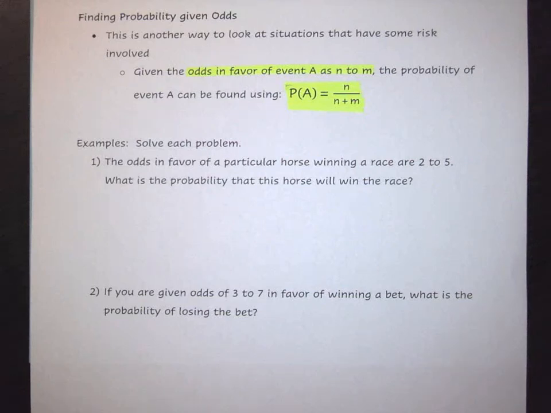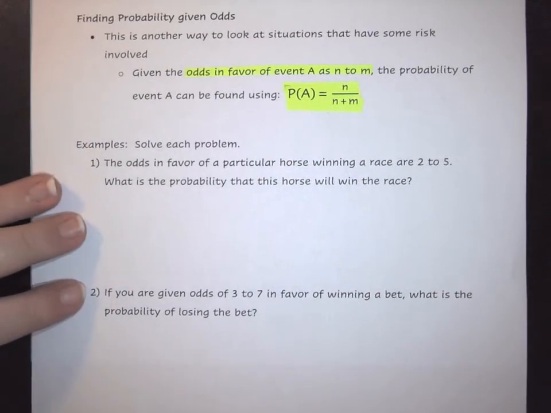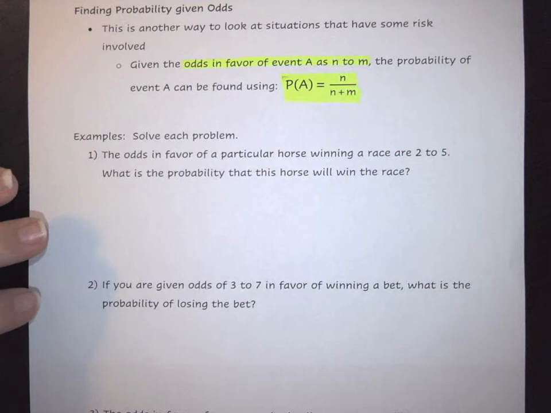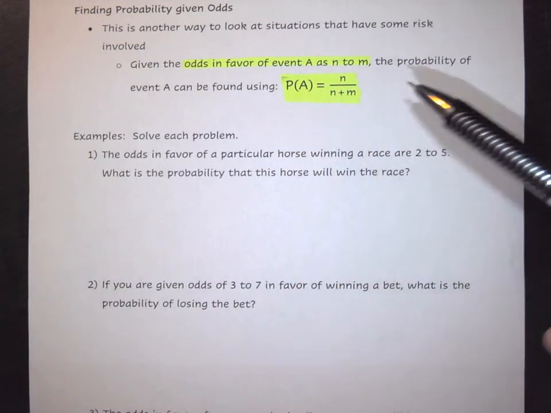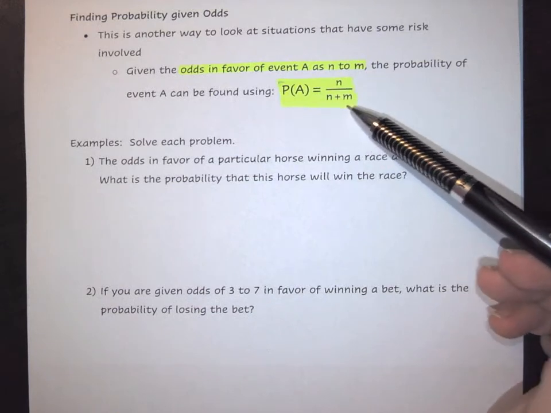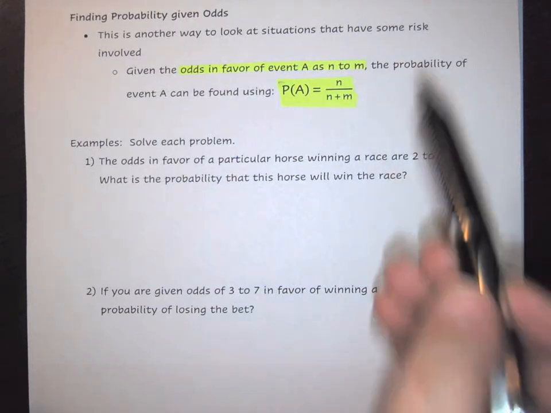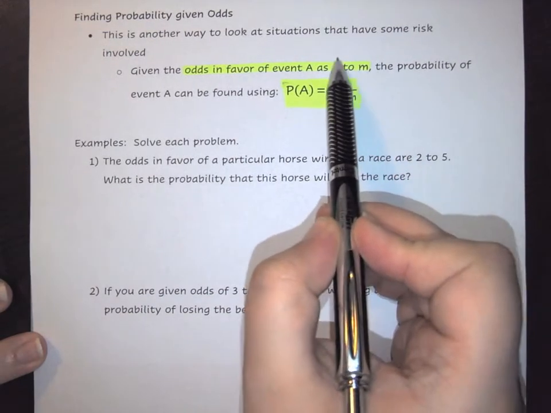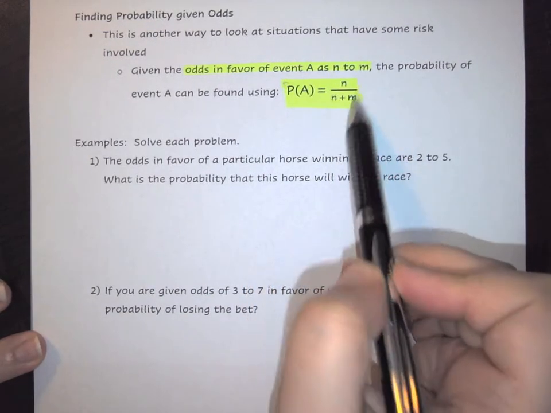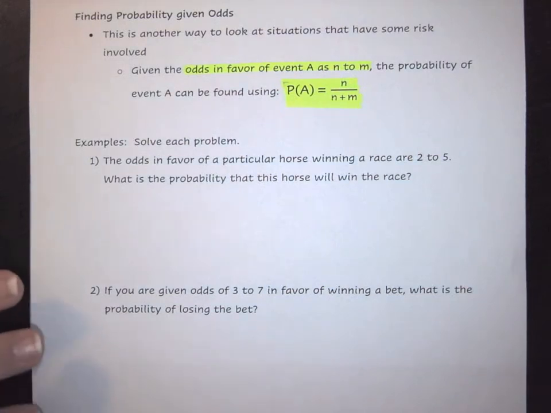Here we're going to look at some examples of finding a probability given the odds. So we have a formula that we like to look at. For example, if you're given the odds in favor of an event, and they're listed as n to m, then your probability would be found by doing n divided by n plus m. Okay? So all you have to do when reading these problems is look for the n to m phrase, and then you input it into your formula and you're good to go.